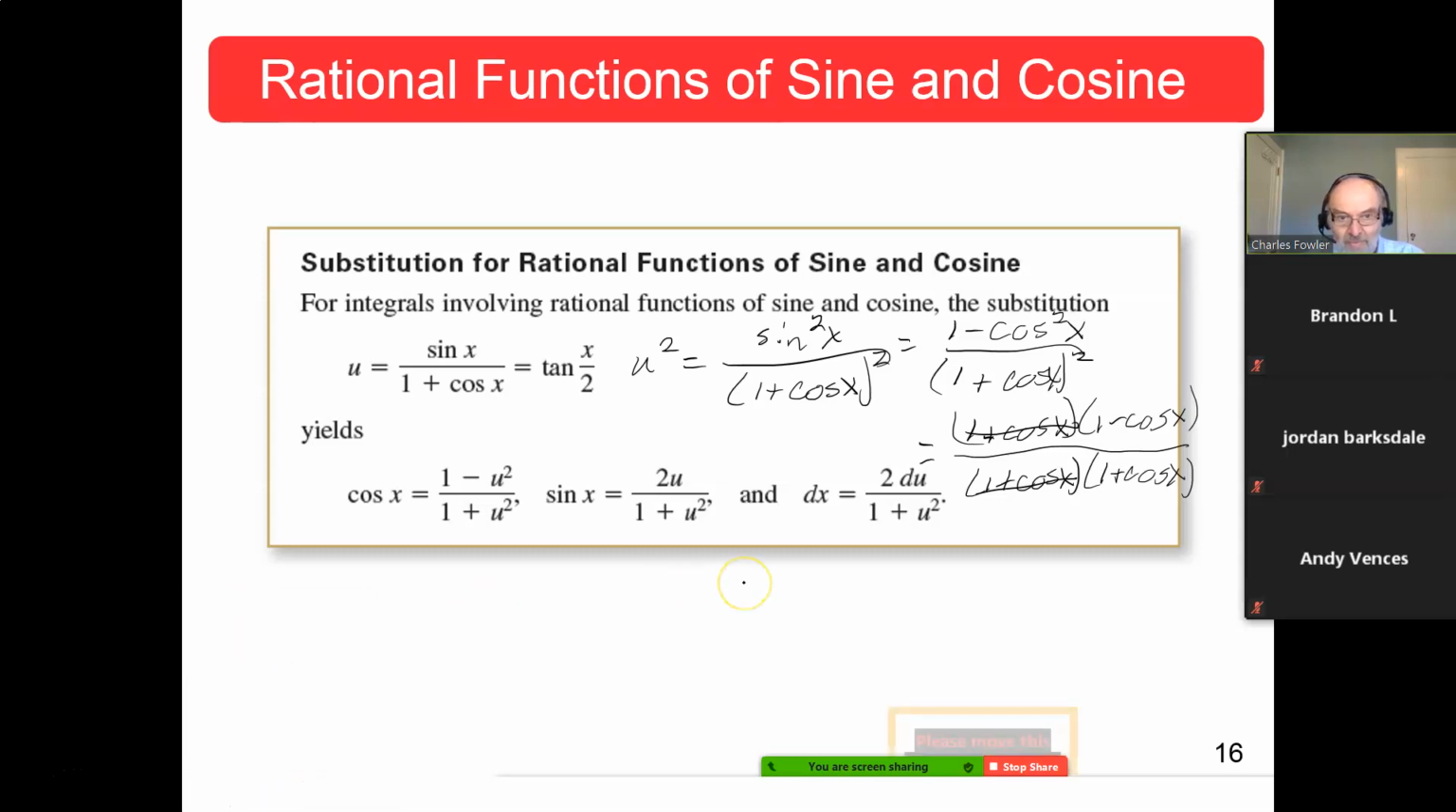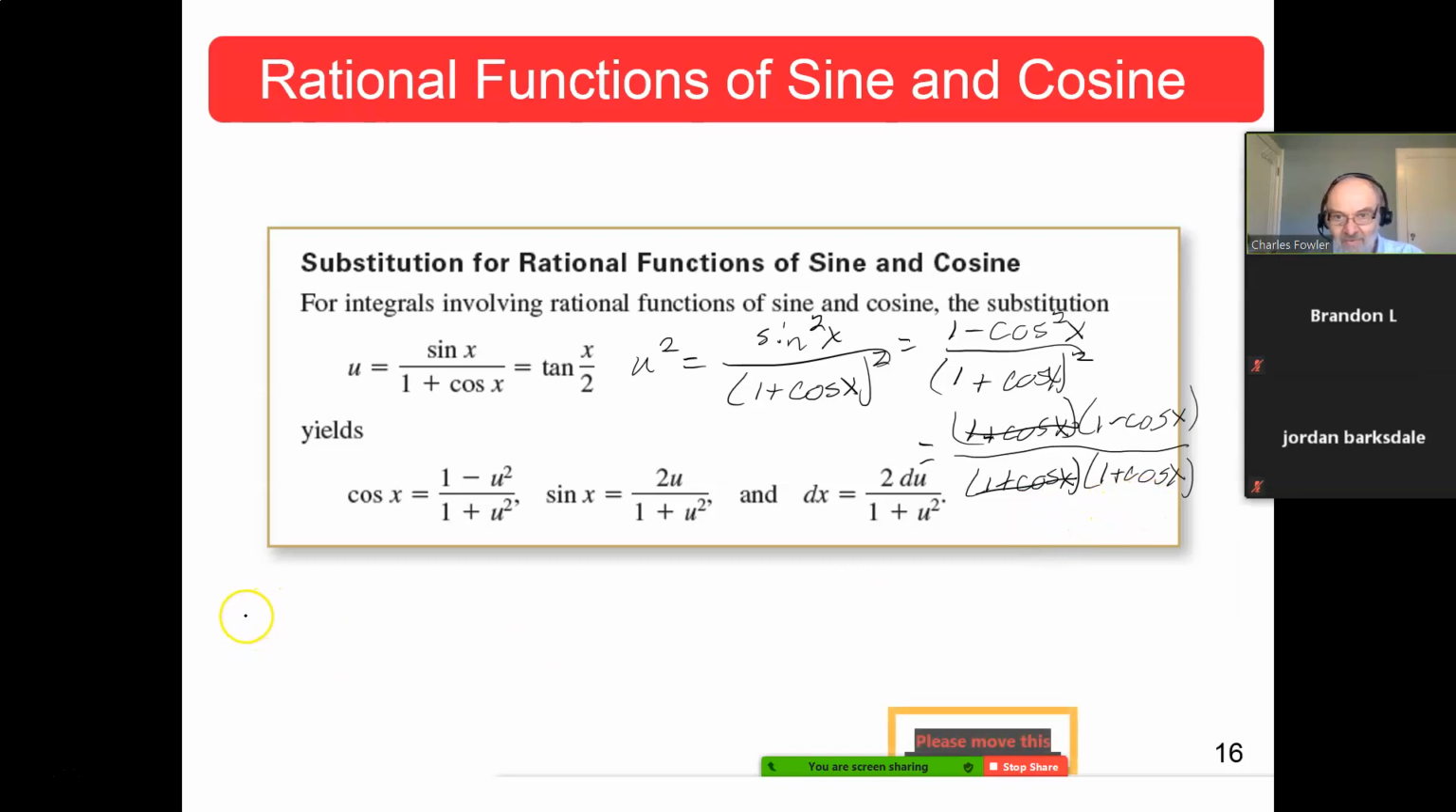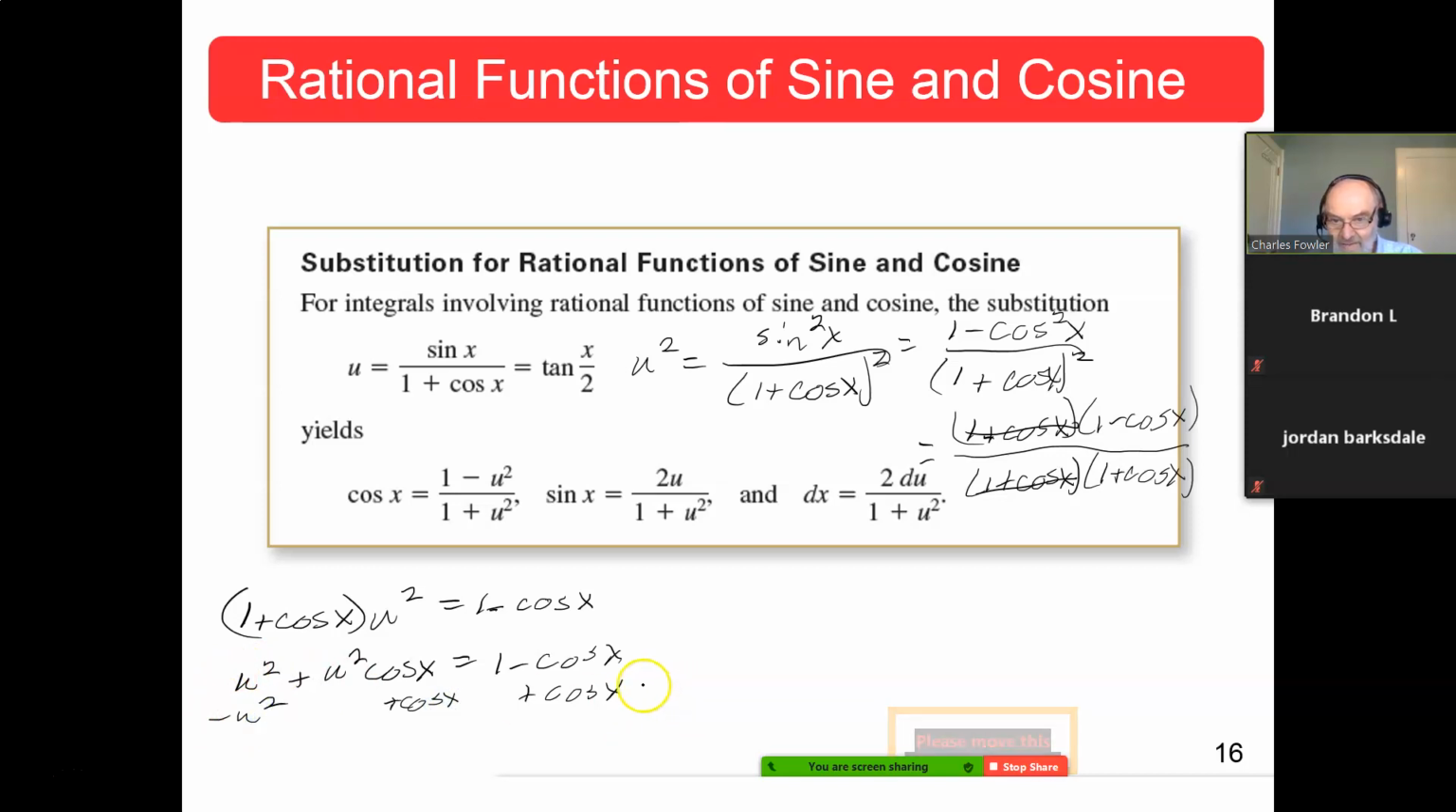What I'm going to do here is multiply both sides of the equation by 1 plus cosine x. So you get 1 plus cosine x times u squared, that's from here, is equal to 1 minus cosine x. So I'm going to distribute here: u squared plus u squared cosine x is equal to 1 minus cosine x. And what we're trying to do is isolate cosine x. So let's get all our cosine x's on this side. So add cosine x here and here, and subtract the u squared here and here. These disappear, those disappear. So what do we have now?